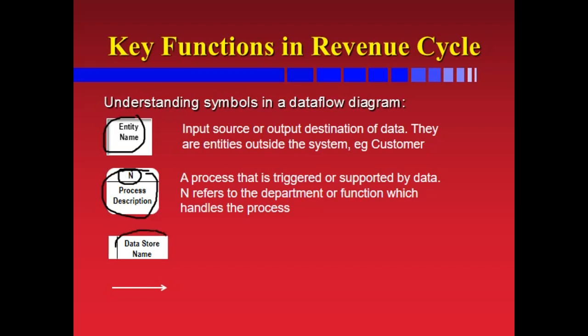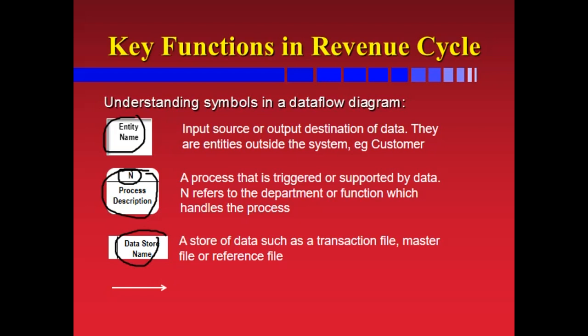Now, this one little box here denotes a store of data, which in a manual system could be a journal or a ledger or even a customer file, but in a computer-based system, it is usually in the form of data that is stored in a transaction file, a master file, or a reference file. This arrow here represents a data or a document flow in the direction of the arrow. Usually, when data flows into a process and out again, the data has in some way been changed.